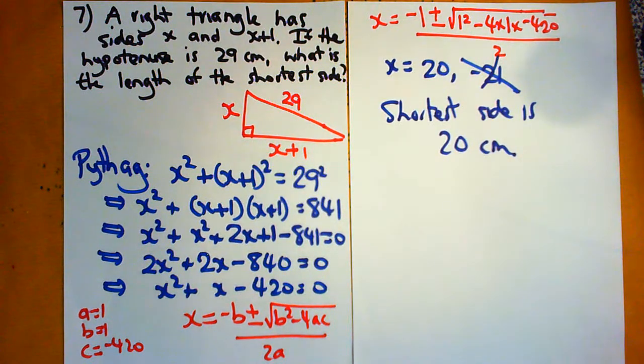So let's check that. 20 squared is 400. And if x is 20, then x plus 1, the other side, should be 21. 21 squared is 441. So 400 plus 441 is 841. Taking the square root of that does give you 29. Okay, good.